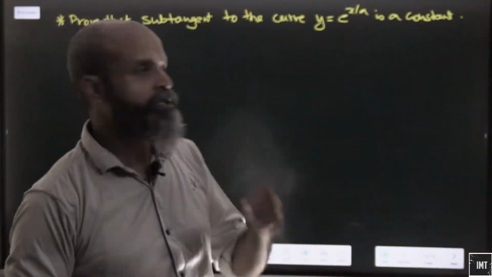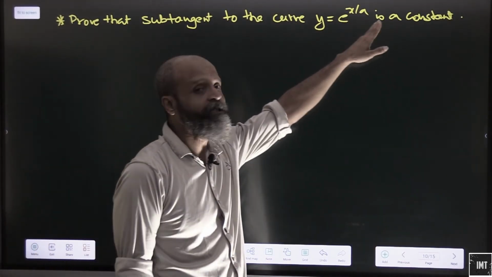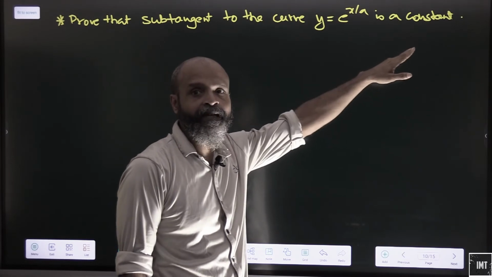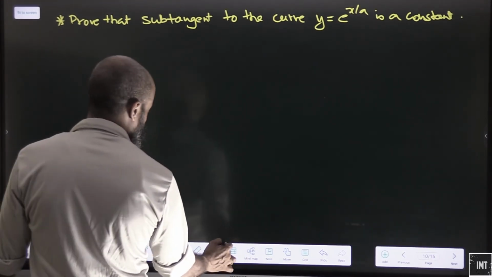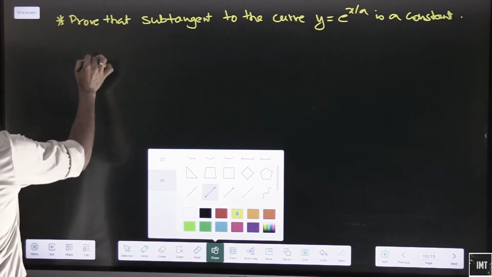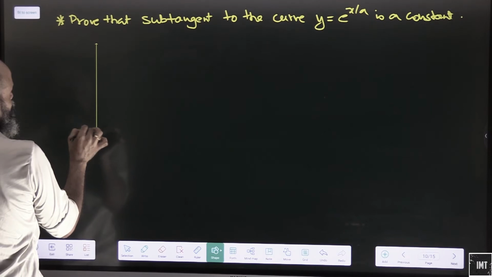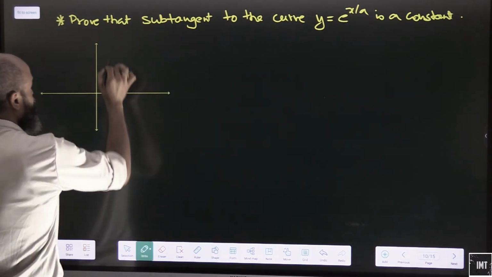Okay people, so in this question we have to prove that the subtangent to the curve y is equal to e raised to x by a is a constant. Now obviously it's difficult to remember a lot of formulas, but if we are clear about the concepts of subtangent and tangent, it will not take more than a minute for you to have the concepts clear. So we have already discussed this at length.